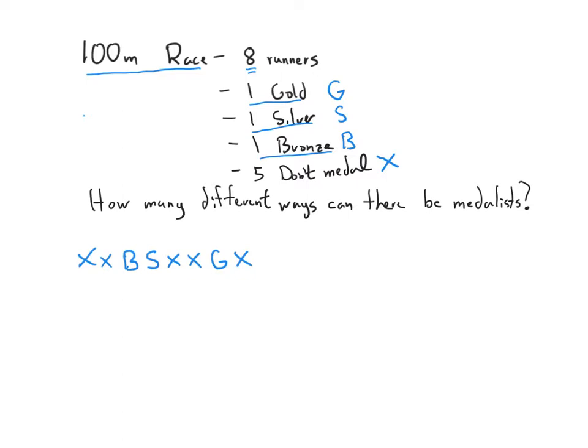Now what is this telling me? So this is telling me that the first runner didn't medal, the second runner didn't medal, the third runner won the bronze, the 4th runner won the silver, 5th didn't medal, 6th didn't medal, 7th runner won the gold, and the 8th runner didn't medal. So the placement of the symbols tells you what state each runner is in, whether they win the gold, silver, or bronze, or don't medal.